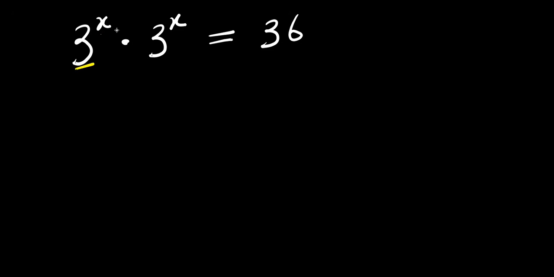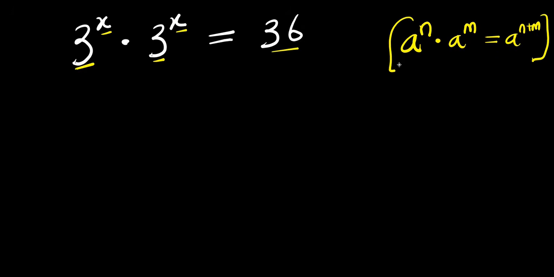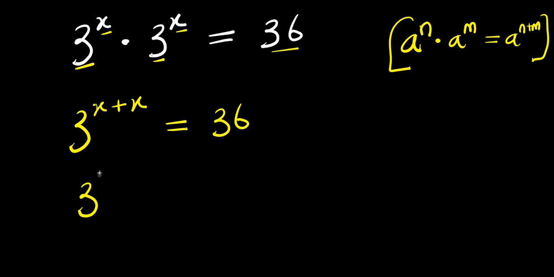Hello, 3 power x times 3 power x equals 36, solving for x. So, if you have a power n times a power m, it equals a power n plus m. So this will give us 3 power x plus x, and this equals 36. So we have 3 power 2x equals 36.